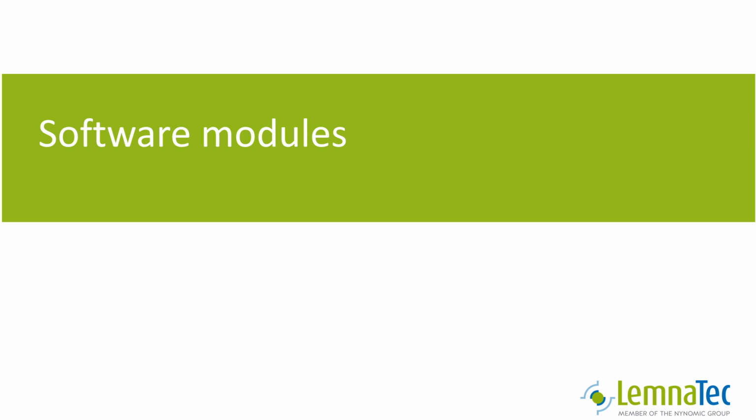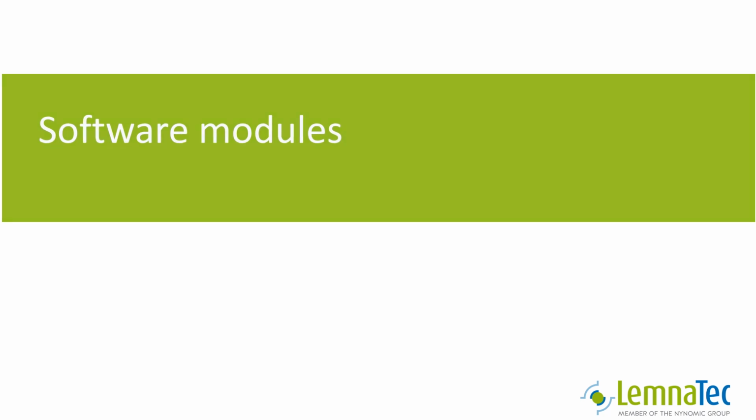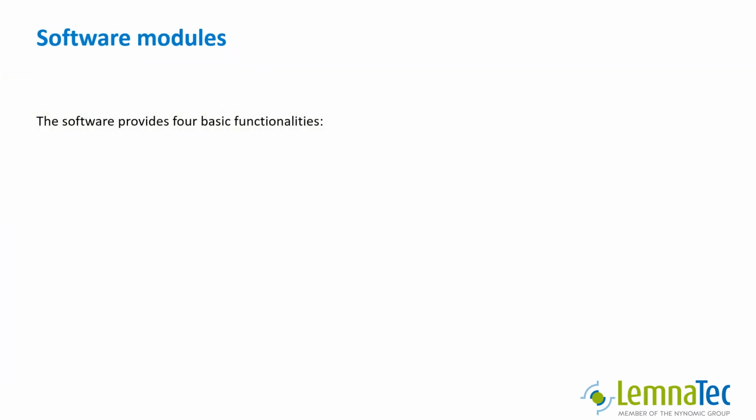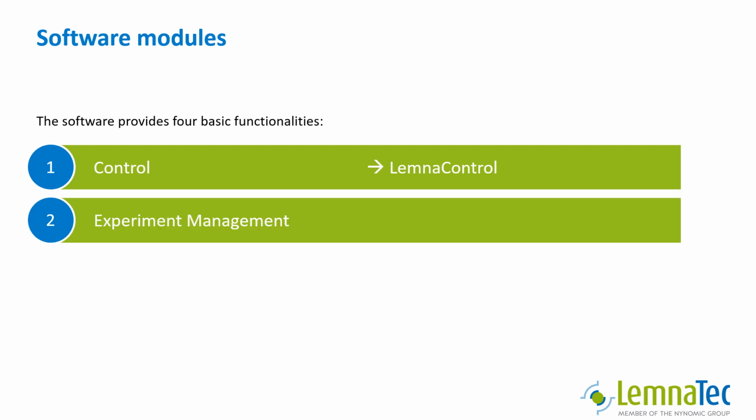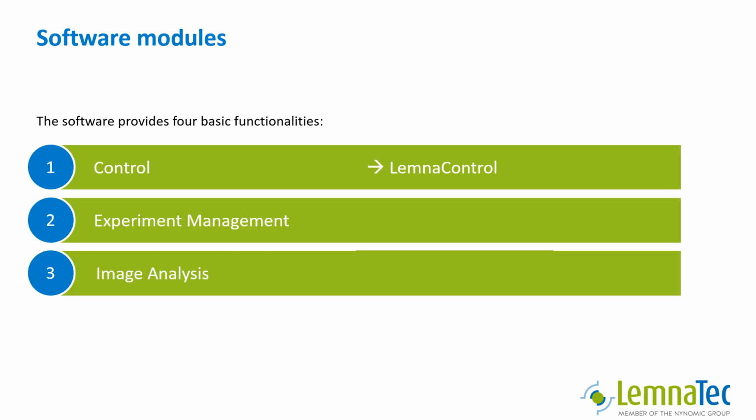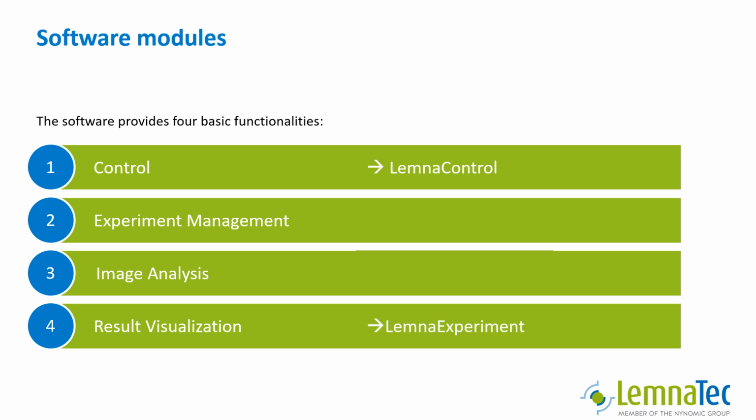Let's look into the different software modules. The software provides 4 basic functionalities. Control, to control the LemnaTec system, the experiment management, the image analysis, and the result visualization. Let's have a deeper look into the different software modules.